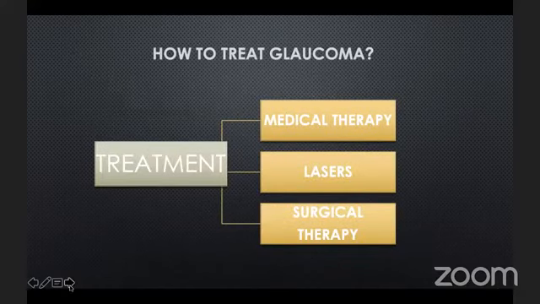How to treat glaucoma? The management of glaucoma can be broadly classified into medical therapy, lasers such as laser peripheral iridotomy for angle closure, and SLT, that is selective laser trabeculoplasty for open angle glaucoma, and surgical therapy such as conventional trabeculectomy, the more recent valve surgery, and the latest MIGS, that is minimally invasive glaucoma surgery.